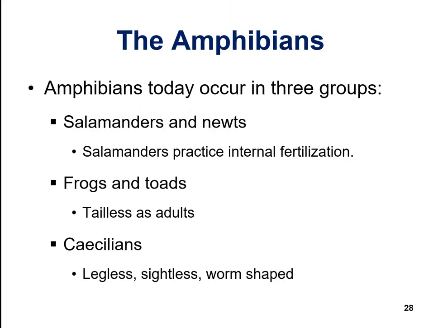All right, if you talk about amphibians today, there are 3 main groups: salamanders and newts, frogs and toads, and the caecilians. You probably never really thought of these, or maybe you've seen them and think it's a snake, but it's not. It's an amphibian. They're legless, sightless, and worm-shaped.